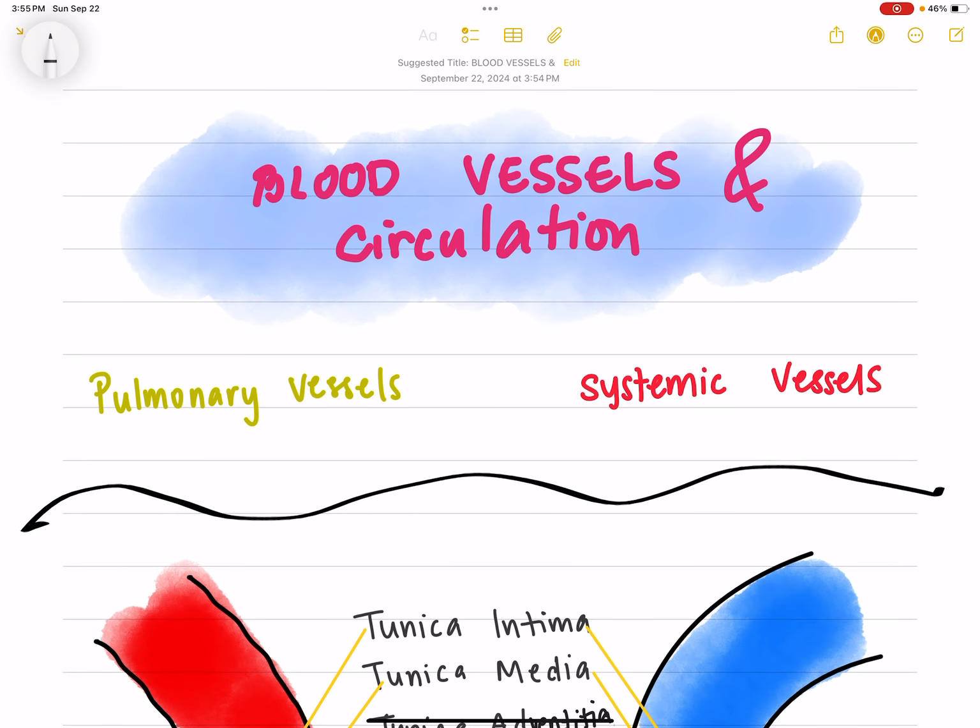Good afternoon, class. So today we will talk about blood vessels and circulation, or our circulatory system. Okay, so this is our last module, module 16 for period 2.